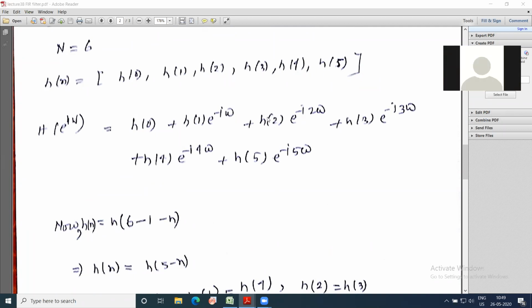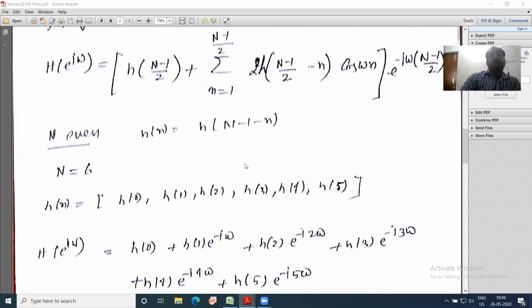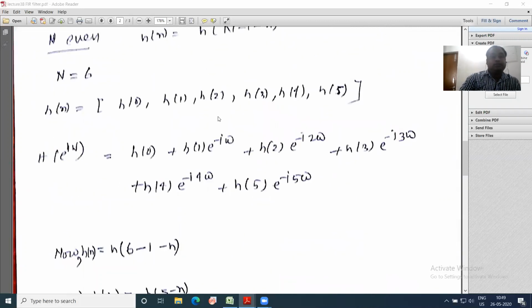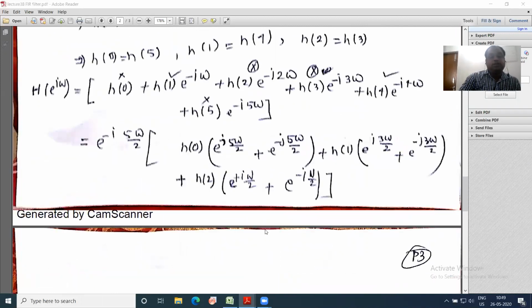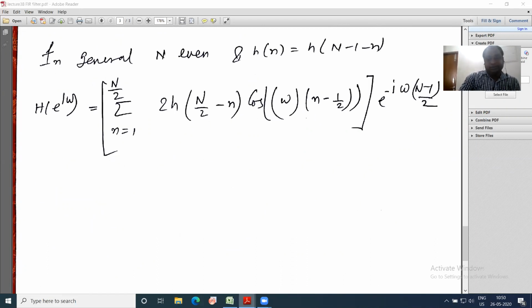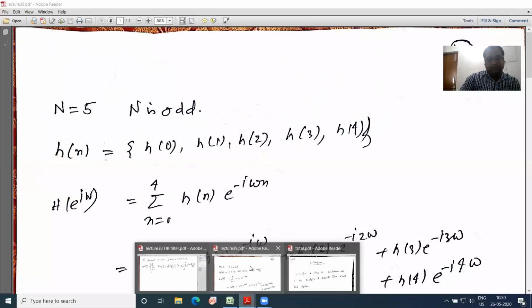One thing you have to understand is that for a given value of n, when n is even, in general this will be the expression for the transfer function for the symmetric impulse response condition, and the center of symmetry will be n minus 1 by 2. Now, this is one thing we have understood.